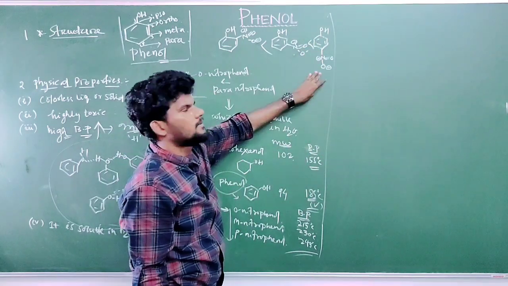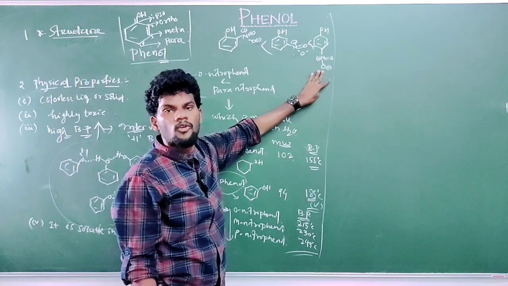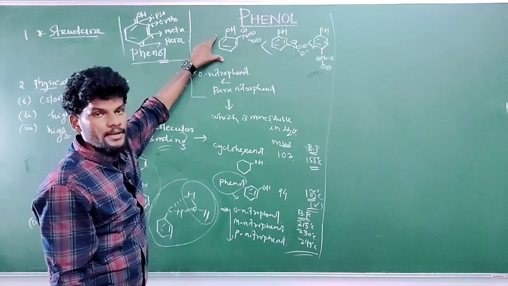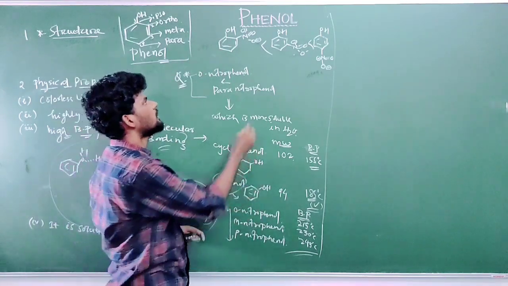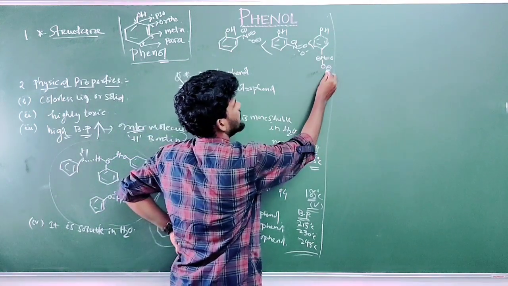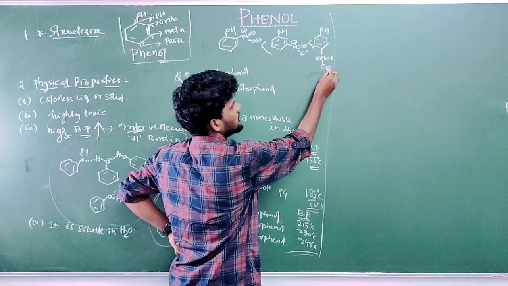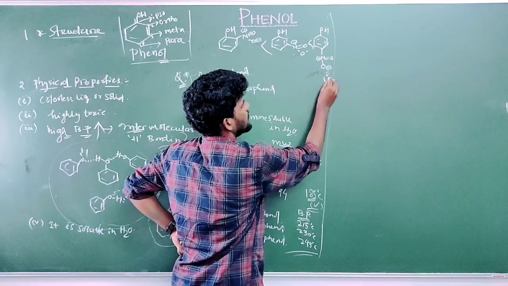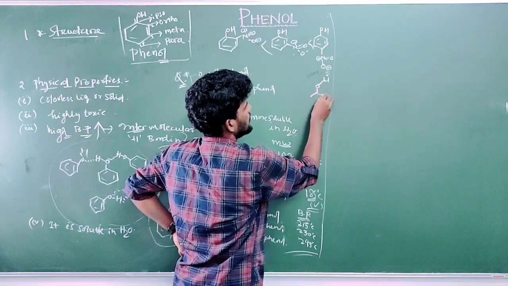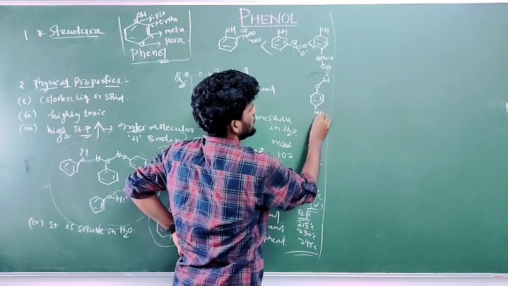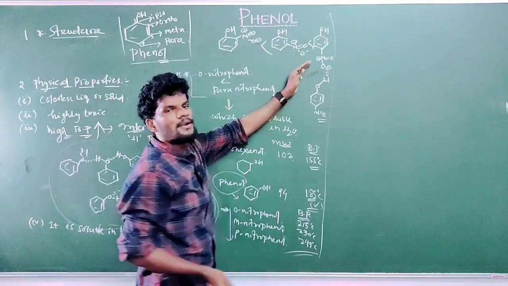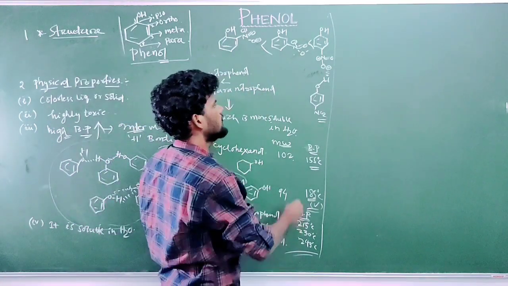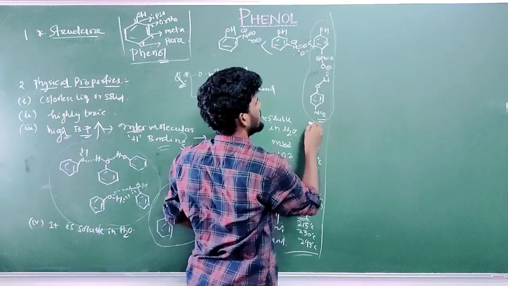The reason is that para nitrophenol makes intermolecular hydrogen bonding. Again I repeat, intermolecular hydrogen bonding, while ortho nitrophenol forms intramolecular hydrogen bonding. In para nitrophenol, the O minus can attach to the hydrogen of another molecule of para nitrophenol through hydrogen bonding. In this way it forms intermolecular hydrogen bonding, and intermolecular hydrogen bonding is stronger than intramolecular hydrogen bonding. That is why para nitrophenol has a higher boiling point.